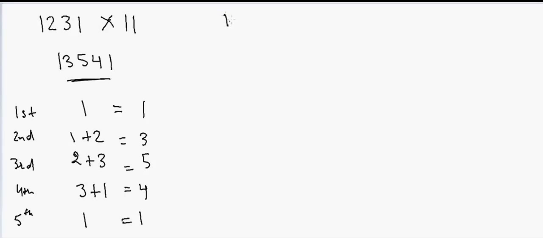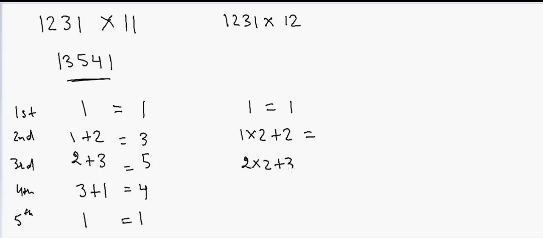Again, if I have 1 2 3 1 and I want to multiply by 12, here we have 1, then we have 1 into 2 plus 2, then we have 2 into 2 plus 3, 3 into 2 plus 1, and 1 into 2.